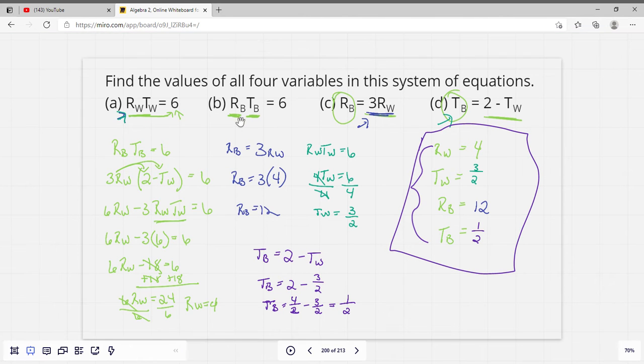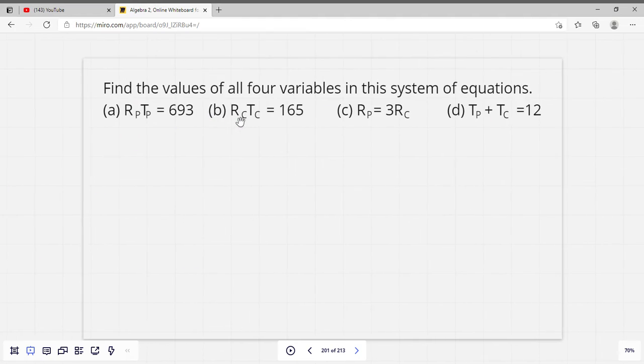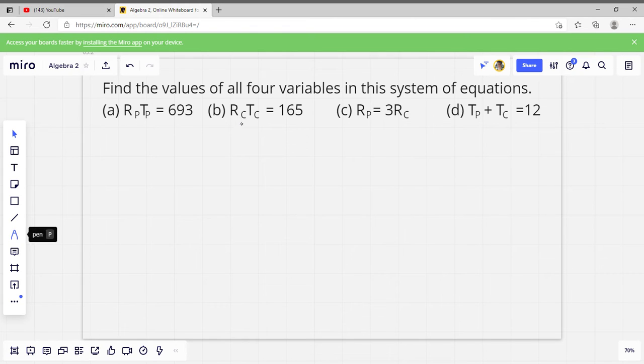All right, let's try another one. This one's similar to the other one, except we have to rearrange one of these problems. So here's all of our variables. We've got RP, TP, RC, and TC.